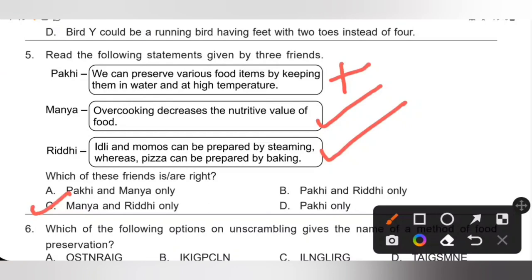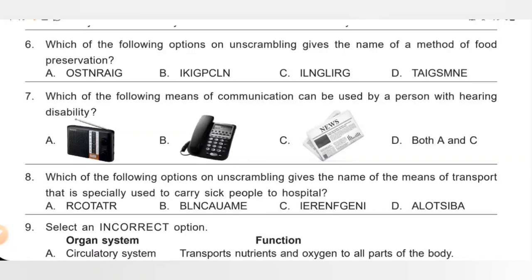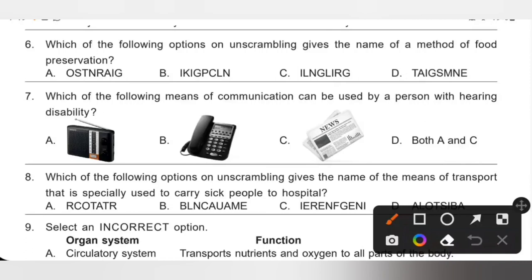Sixth one. Which of the following options on unscrambling gives the name of a method of food preservation? On unscrambling, we get option A, storing, B, pickling, C, grilling, D, steaming. Out of these options, pickling is the name of a method of food preservation. So, option B is the correct answer.